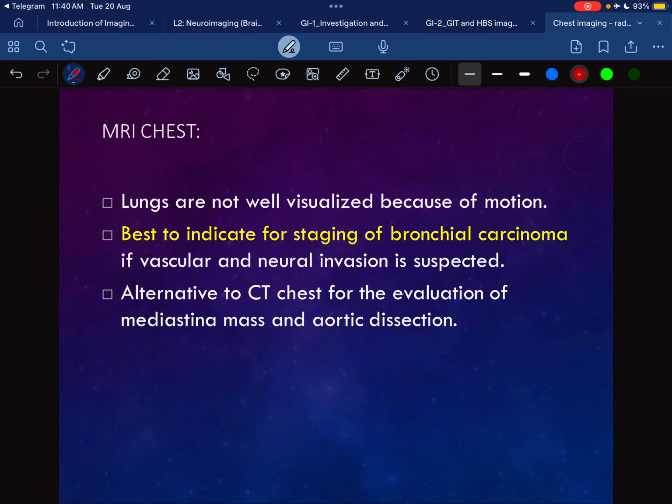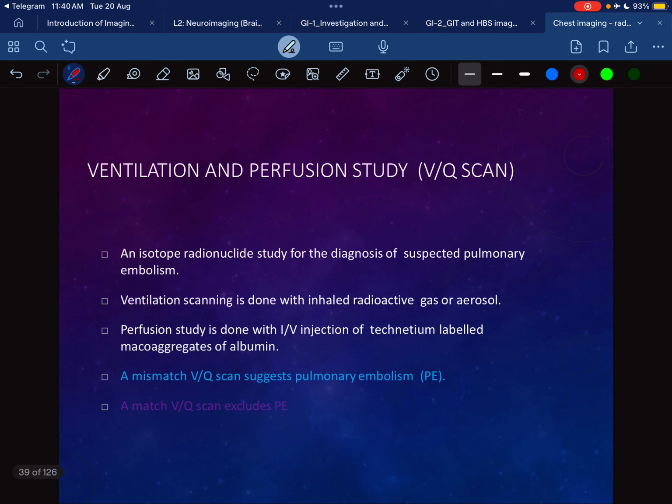VQ study is a nuclear study where we use two types of isotope. One isotope we inhale and take an image, and then the other one we inject into the patient and assess the pulmonary artery.